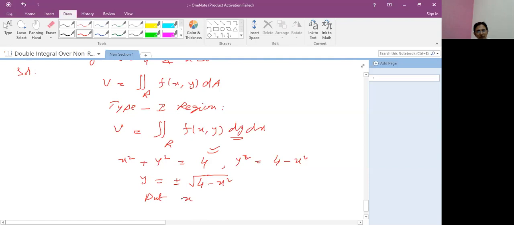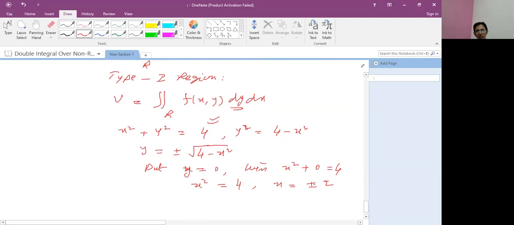So we put y equals 0 here. Then x square plus 0 equals 4, which means x square equals 4 and x equals plus or minus 2. So student, in this way we determined the limits of both x and y. The limits of y are in terms of x, and the limit of x is constant, so we will integrate with the help of type 1 region. The limit of y is minus the square root of 4 minus x square to the square root of 4 minus x square, and the limit of x is minus 2 to 2.